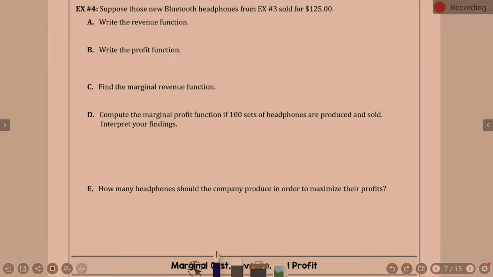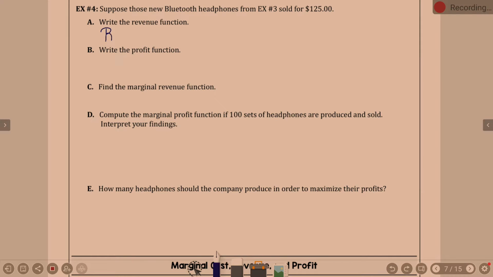Okay. So example 4 starts us off. Suppose those new Bluetooth headphones from example 3 sold for $125. So it'd be $125 per pair. Okay, so first of all, write the revenue function.